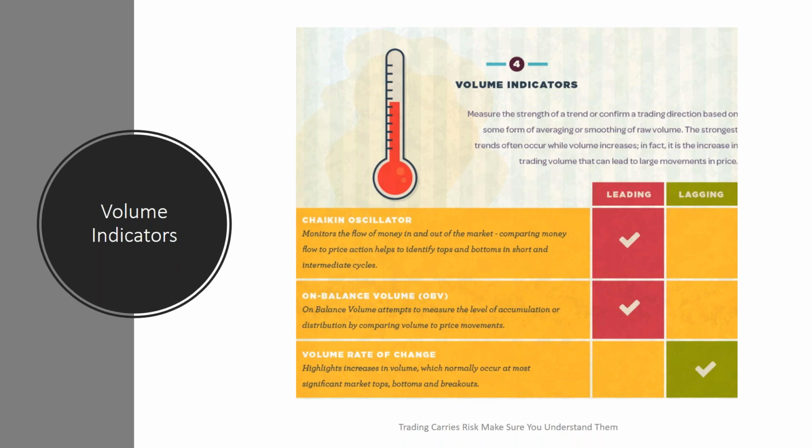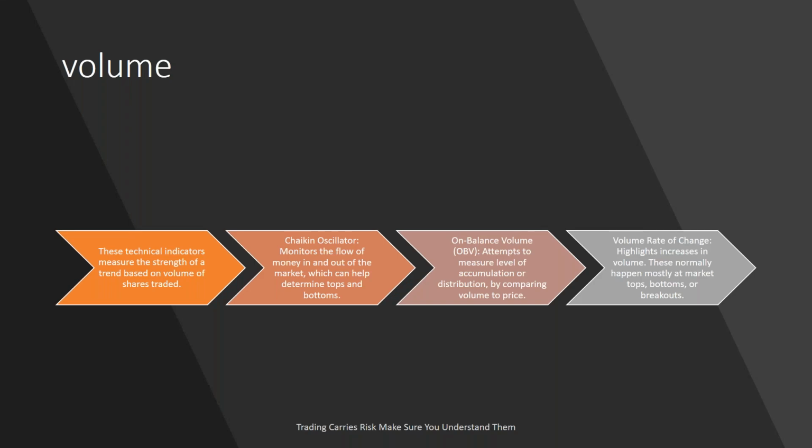So volume indicators. Now remember, we talked about volume. Volume is crucially important. They measure the strength of a trend or confirm a trading direction based on some form of averaging or smoothing the raw volume. The strongest trends often occur while volume increases. In fact, it is the increase in trading volume that can lead to large movements in price. So the most popular one of these is on balance volume, OBV, or volume rate of change. Chaikin is one that's more for the stock market.